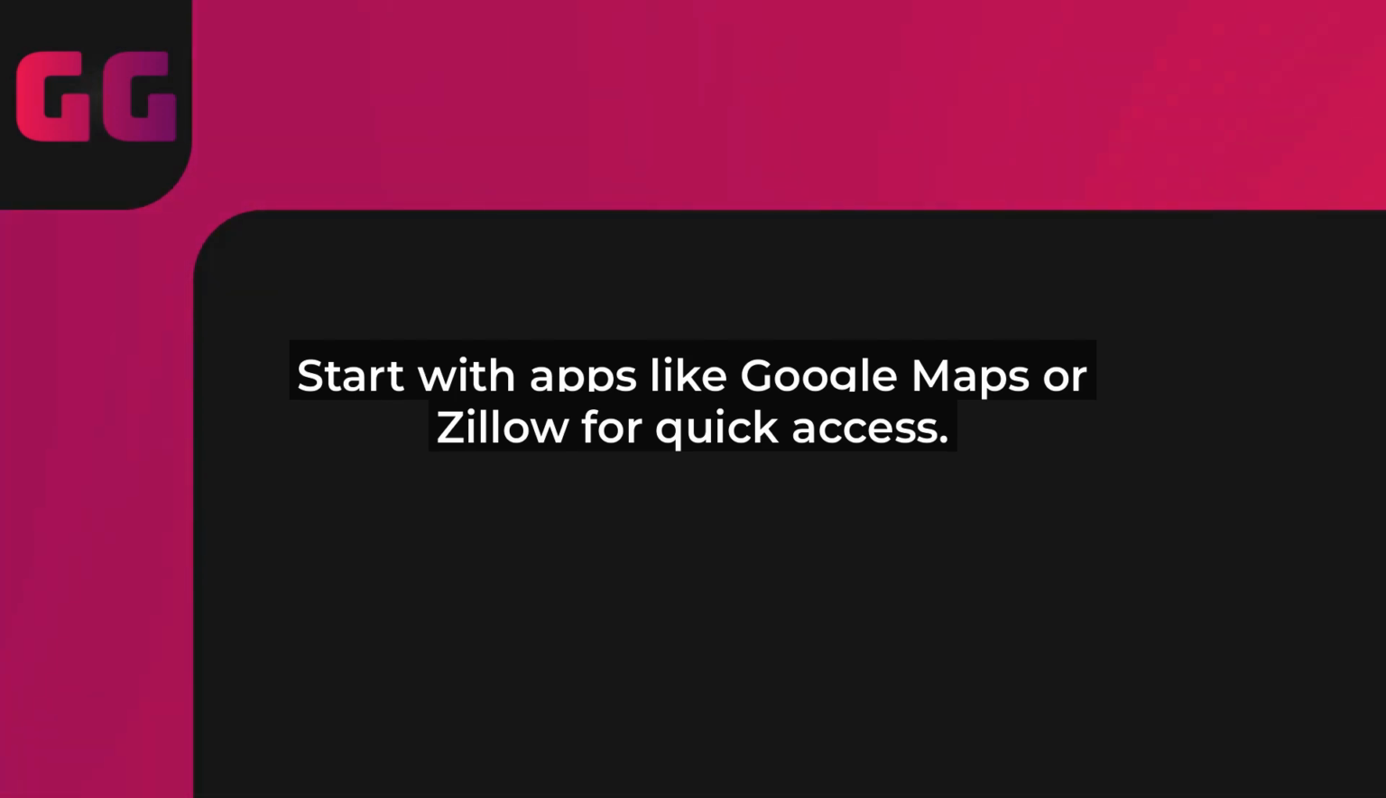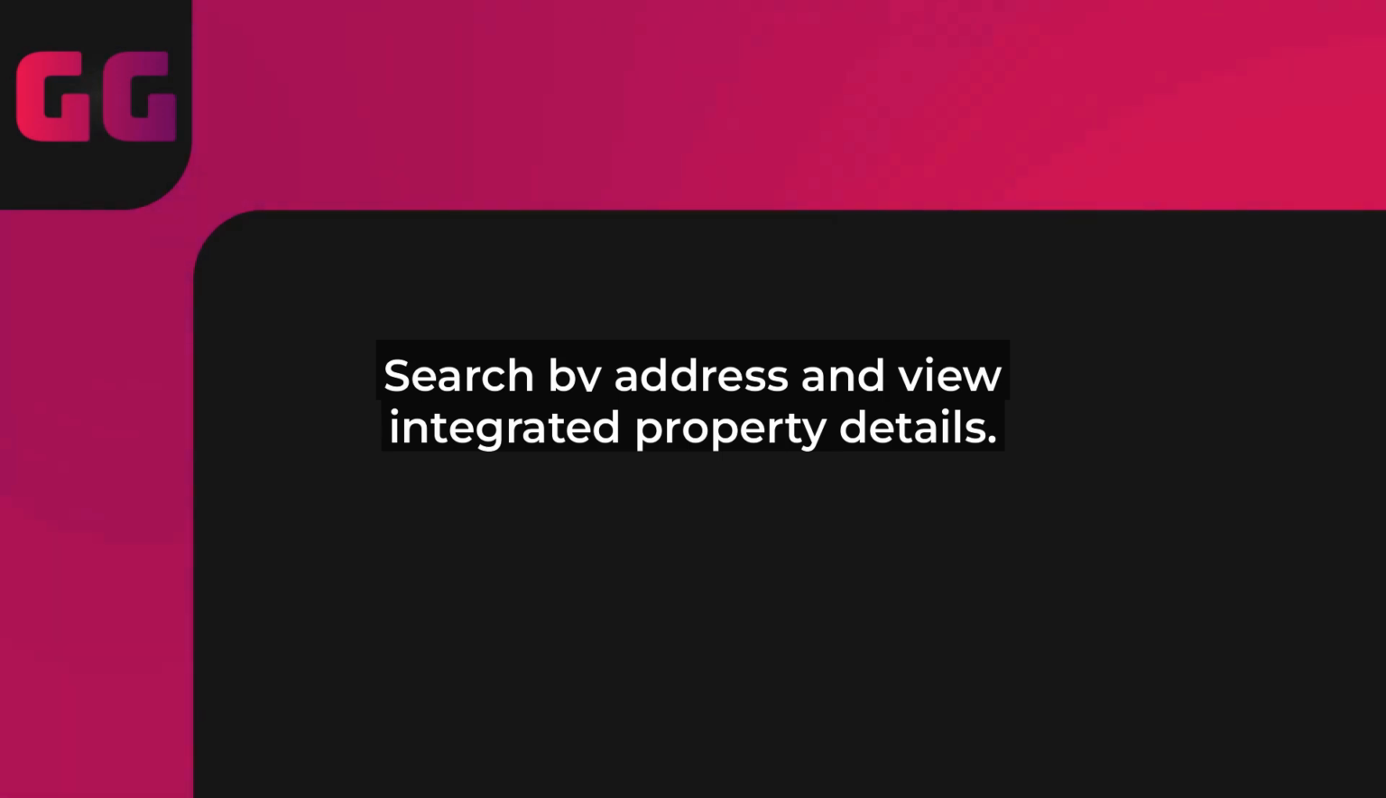Step 1. Start with a user-friendly mapping platform like Google Maps or the updated versions of real estate apps such as Zillow or Redfin. These tools now integrate AI for better accuracy. Open your preferred app, zoom into the property you're interested in, and look for the Property Details option. It's often just a tap away.